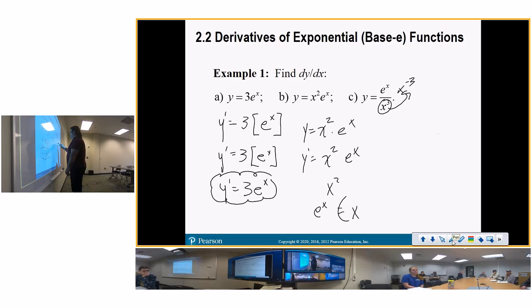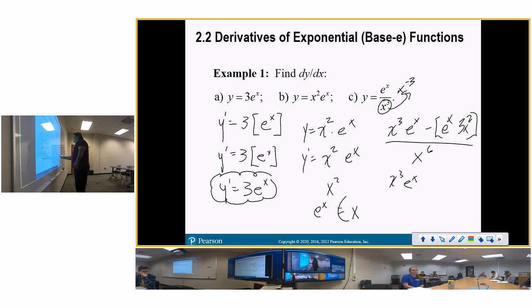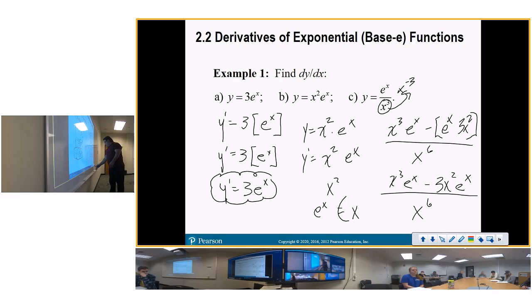And that's going to give you denominator times the numerator prime minus the numerator times the denominator prime. So that's going to be 3x squared over denominator squared, which would be x to the 6th, and that's going to be x to the third e to the x minus 3x squared e to the x over x to the 6th. And you can factor out x squared e to the x. Let me make that smaller. I can't make it smaller, sorry.